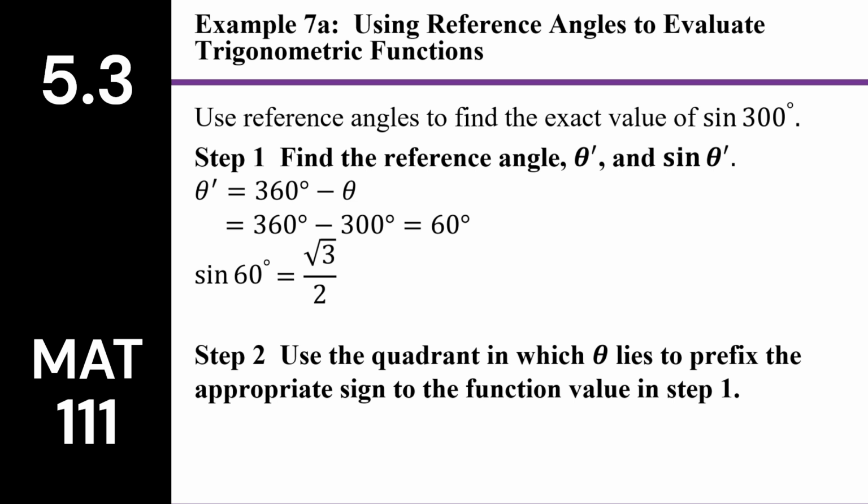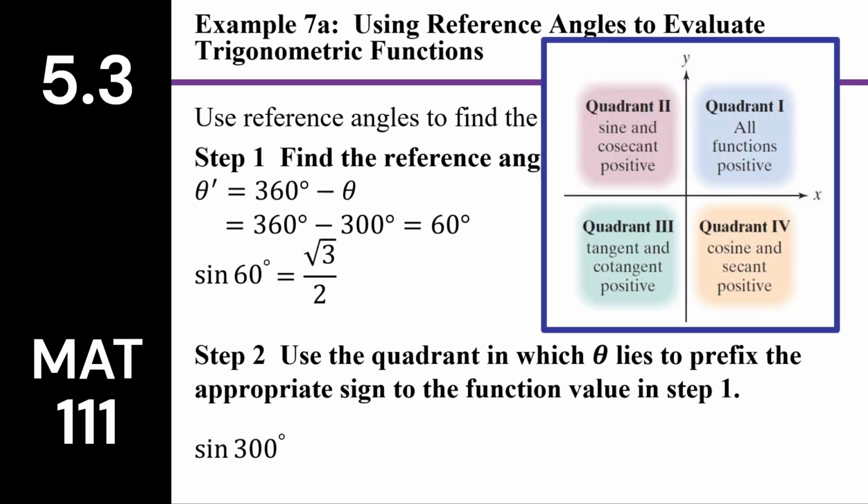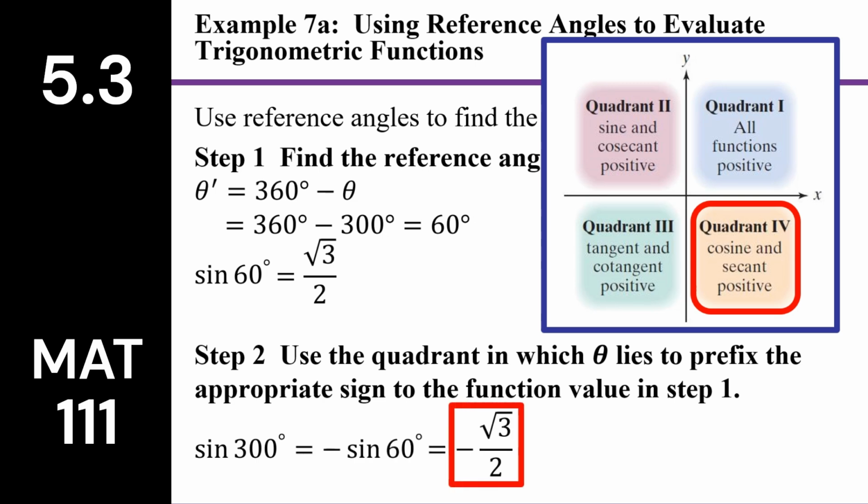and so the sine of 60 is going to be the same as the sine of 300, except the sine of 300 may be positive or it may be negative. Since 300 is in the fourth quadrant, we note that the sign of the sine is negative, and therefore our value is negative radical 3 over 2.